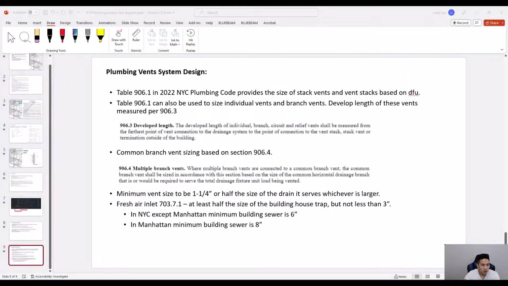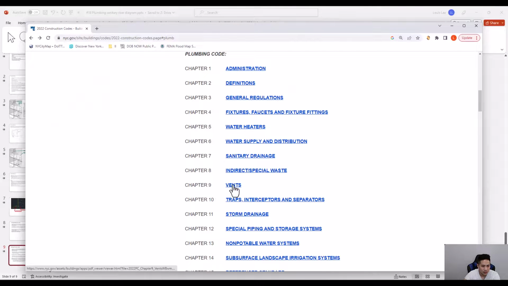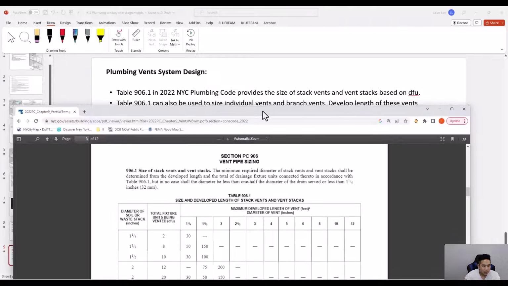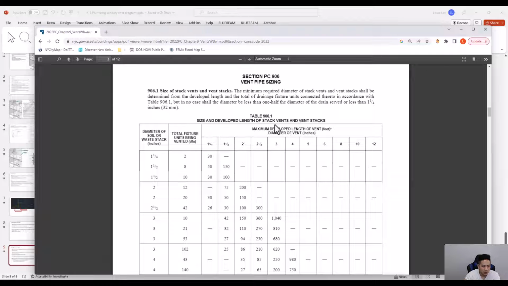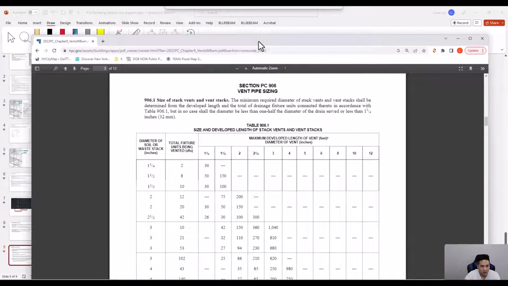Okay, now we'll talk about the plumbing vent system design, and that is using table 906.1. Going back to the plumbing code, you can go to chapter 9, and the table is 906.1, which is right here. This will provide the size of stack vents and vent stacks based on the drainage fixture units. So the drainage fixture units are used to size both the sanitary piping as well as the vent piping.